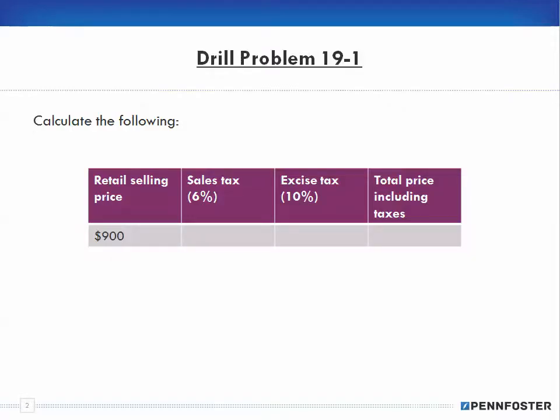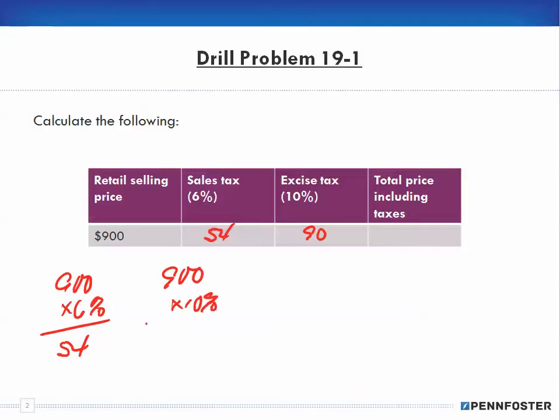Problem 19-1. It says calculate the following. Okay, so I have a retail selling price of 900, and if I have sales tax of 6%, it's just 900 times 6%, or $54. Simple as that. And the excise tax, 10% of $900 is $90. I didn't even need to do the math for that, but 900 times 10% is 90.